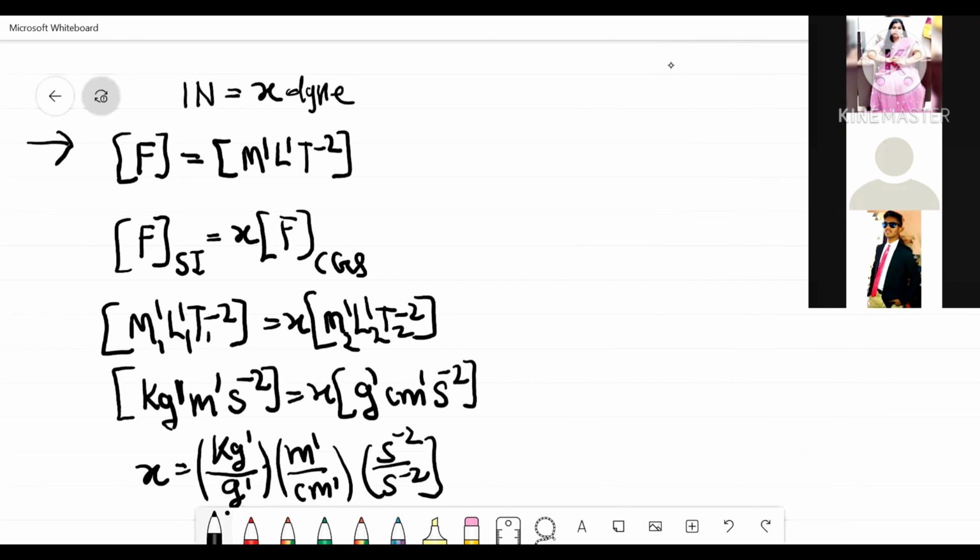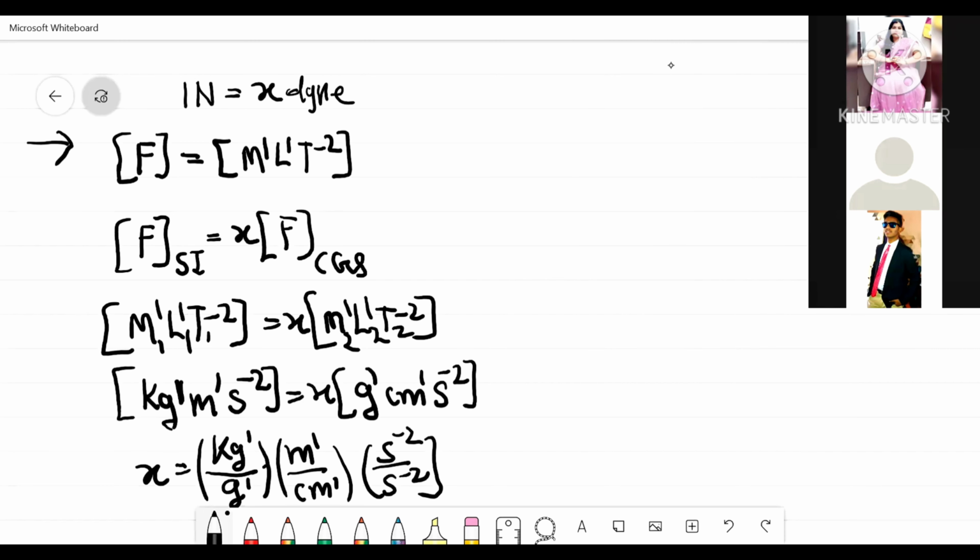And its power is similar to the force dimension, right? Same as it is. Means kg raised to 1, meter raised to 1, second raised to minus 2. Gram raised to 1, centimeter raised to 1, second raised to minus 2. After that, we are interested to find the conversion factor x. Therefore, x is equal to left hand side divided by the right hand side, that is kilogram divided by gram, meter divided by centimeter, and second divided by second. And whatever power is given, that power is given for that bracket.